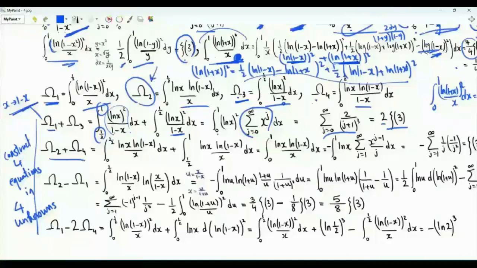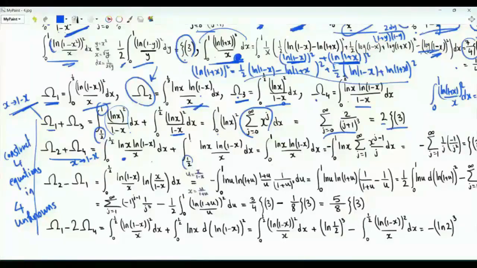In the second step, we take omega 2 and omega 4. Omega 2 is taken as is. In omega 4, we replace x by 1 minus x. The integrand becomes ln x ln(1 minus x) over x, like what we see in omega 2, but the integral becomes from 1/2 to 1.